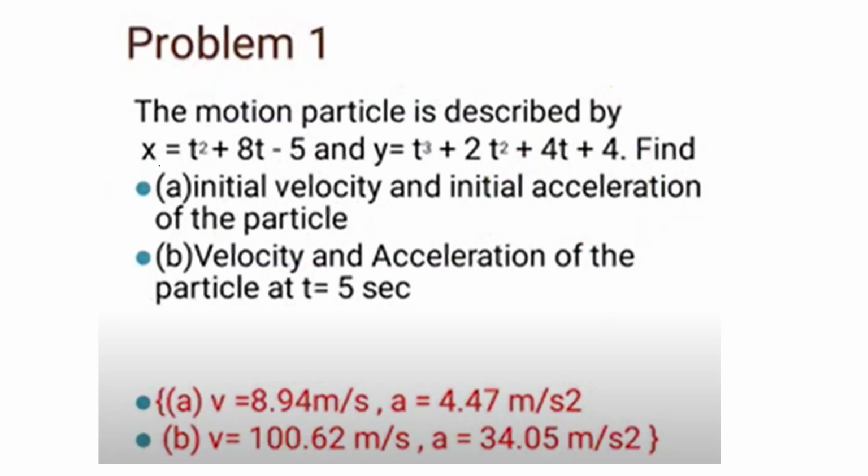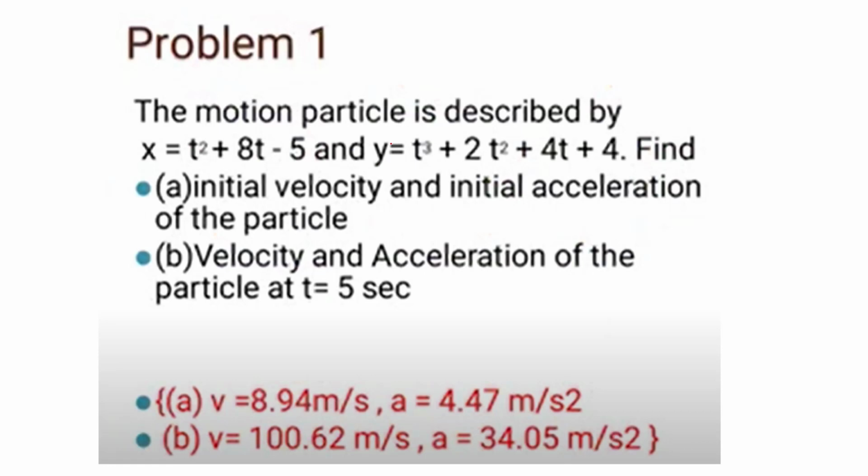If we know x, we can find out Vx, right? How will you find out Vx? Vx is equal to dx by dt. You differentiate the position with respect to time. So, Vx will be equal to dx by dt, that will be equal to 2t plus 8, right?